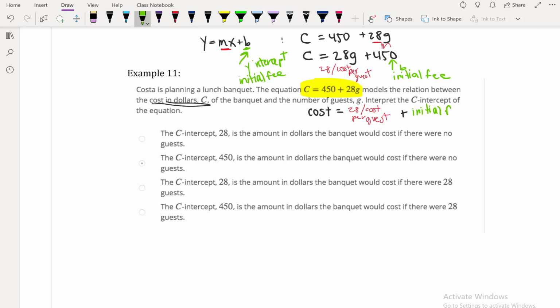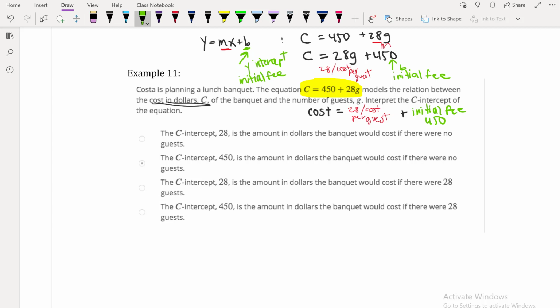Maybe you can think of that like your deposit or something like that, right? It's just to hold the venue if you're having some type of event like a party, maybe a wedding or a quinceañera, or something else. Just to hold that place, you have your initial fee. And here that initial fee is $450. So let's think about what this actually means in English.